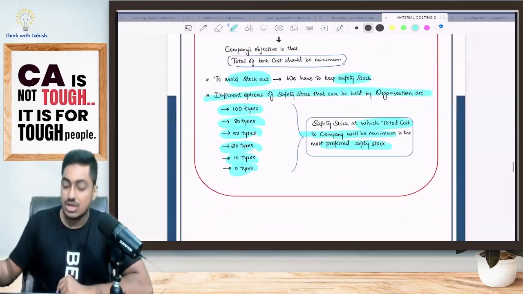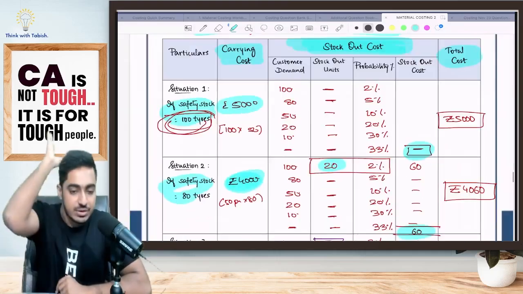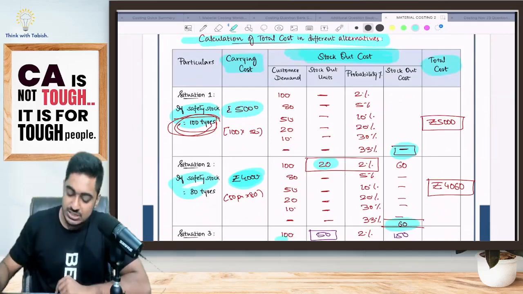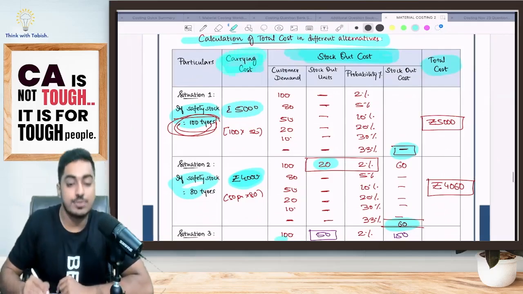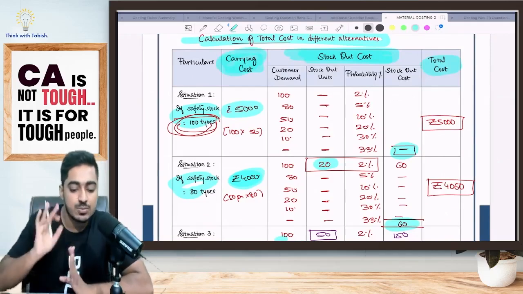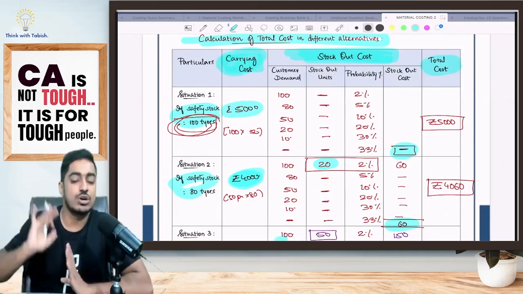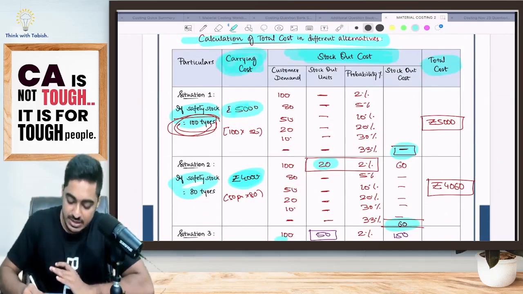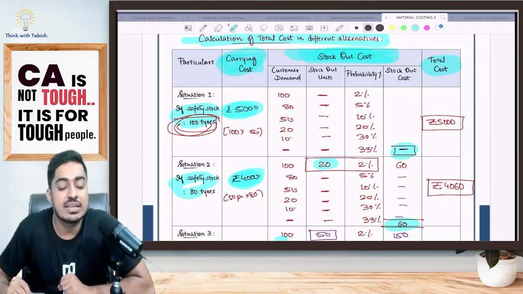To overcome stock out, I'll have to hold my safety stock. What all options are there? Option number 1, if I say full 100 units, I am keeping it as safety stock. So firstly, I will calculate carrying cost. The carrying cost formula I have told. It is carrying cost per unit per annum, which is 50, into how much safety stock is there. Based on this, I did my calculation.